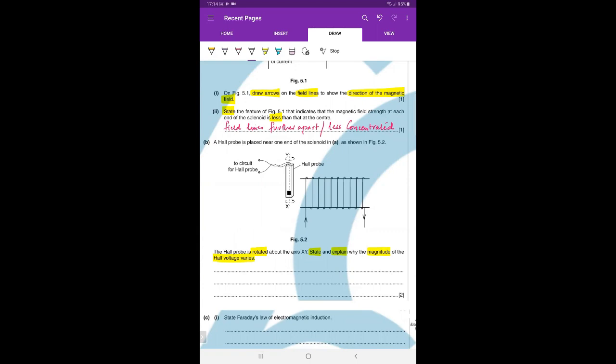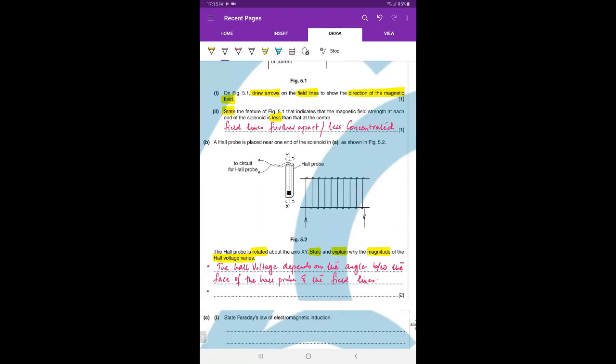The Hall voltage depends on the angle between the face of the Hall probe and the field lines. ये first statement हो गया.